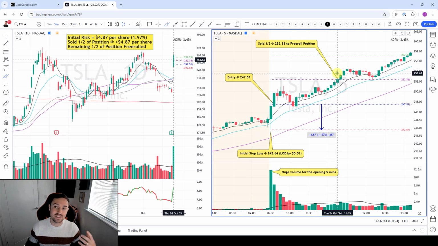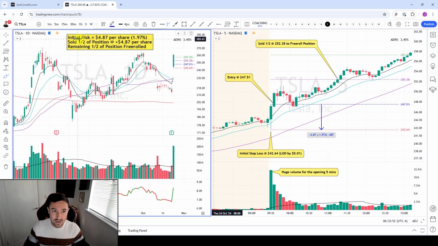So if I were to sell half of the position at 1 times my initial risk, I've effectively free rolled the trade. Can there be big gap downs? Can there be slippages? Yes, that's why I'm saying I effectively free roll the trade. So over here, my initial risk is $4.87 per share, which equates to the 1.97%.